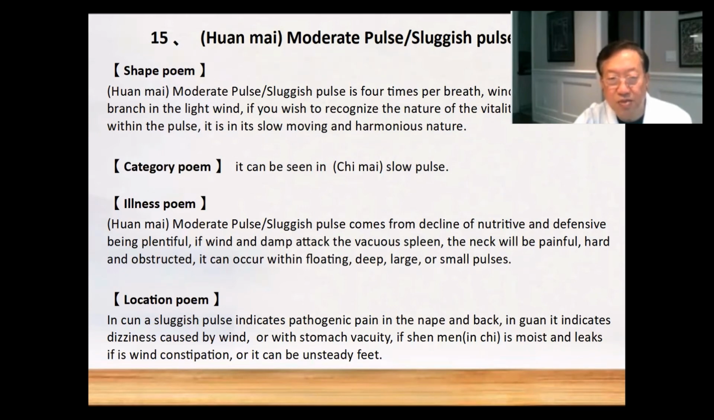Location poem. In Chi, a sluggish pulse indicates pathogenic pain in the nape of the neck. In Guan, it indicates dizziness caused by wind, or with stomach vacuity. If Shenmen in Shi is moist and leaks, it is wind constipation, or it can be unsteady feet.